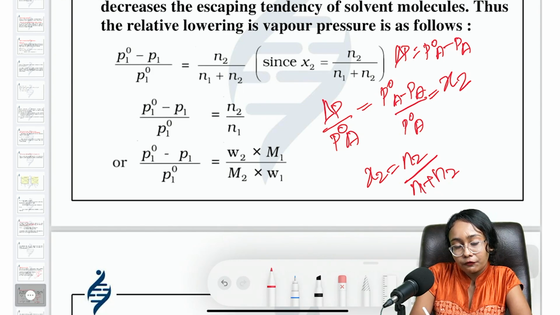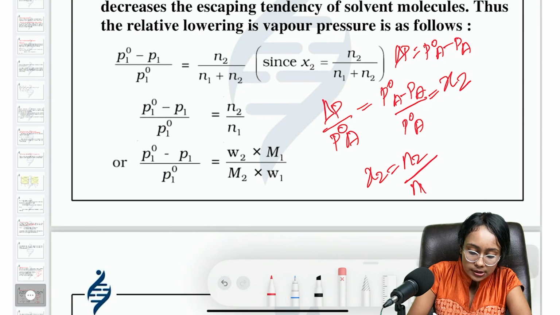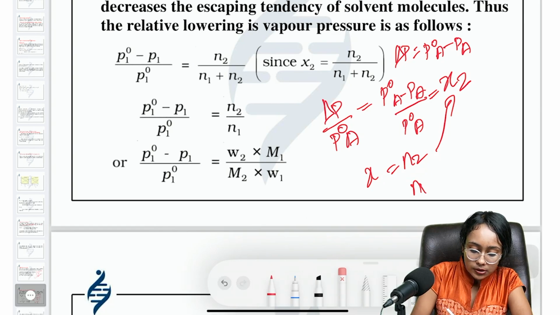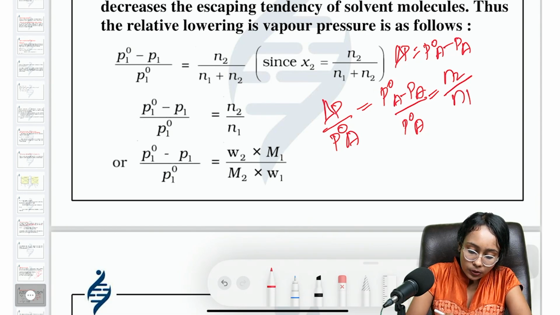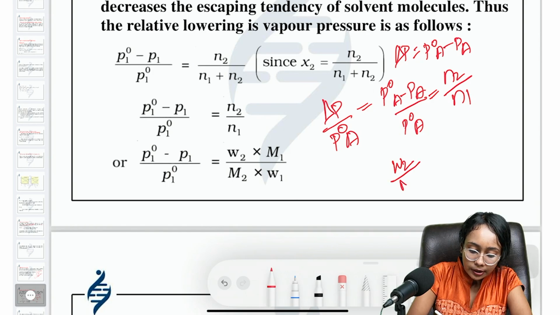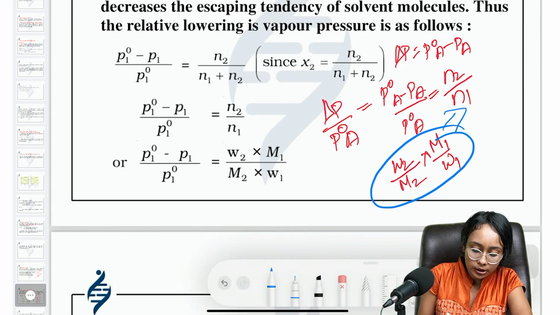Consider the solution is very dilute. Very dilute means the number of solute particles is very few in a solvent. So it's a dilute solution having very few solute particles. So I'm going to exclude N2 in the denominator, and the equation is simplified to N2 by N1, right? So substituting this here, we get chi 2 equal to N2 by N1. Now, N2 by N1 means W2 by M2 whole divided by W1 by M1. I just rearrange it by putting the denominator into the numerator, M1 by W1. Hope this is clear.